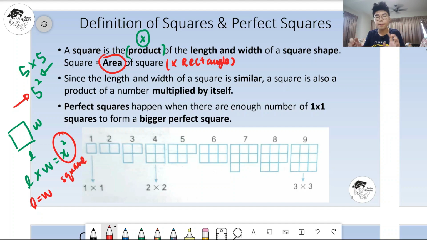To get the square, since the length and the width of the square are similar, it means it's the same length. A square is also a product of a number multiplied by itself. So this is why I explained just now, a number multiplied by itself is actually going to be the square.